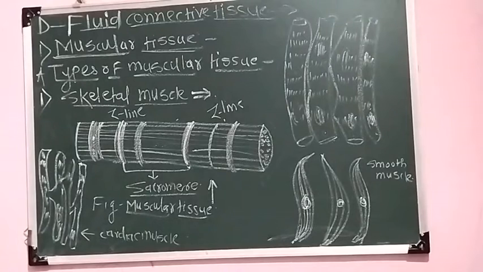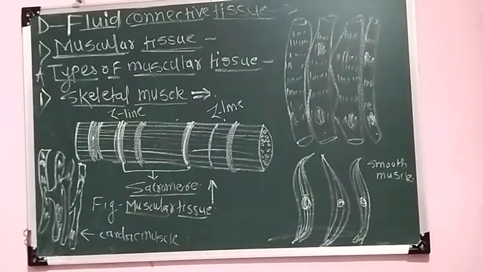The myofibrils are made up of proteins, actin and myosin. Myofibrils are contractile, and these decrease the length of a tissue. Hence these are called contractile tissue. That is why muscular tissue is also called contractile tissue. They have a large amount of mitochondria.